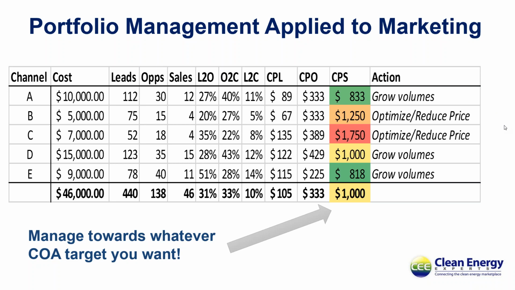And on the whole, let's say that you have 5 different channels here and they average out to $1,000. Well, that's great, but at the same time, you do want to continue to optimize in order to bring down your cost per sale, because every dollar below $1,000 helps your profit margin.